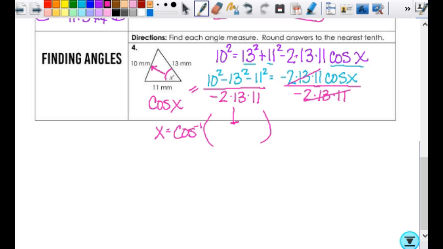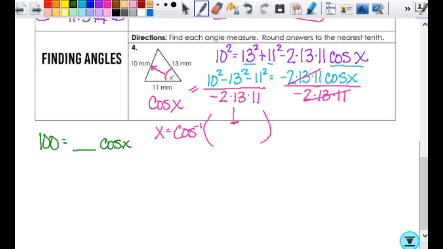Okay, and here's also what you don't do, because this is what happened a lot when people weren't typing them in the same way. I don't care how you type it in as long as you do the right thing. Here's what you don't do. This does not equal 10 squared. Okay, so 10 squared is 100, right? And then people would take that 13 squared plus 11 squared minus 2 times 13 times 11 and get a number, whatever number that is, and then have that negative number times the cosine of x. That's a big fat no-no, right?